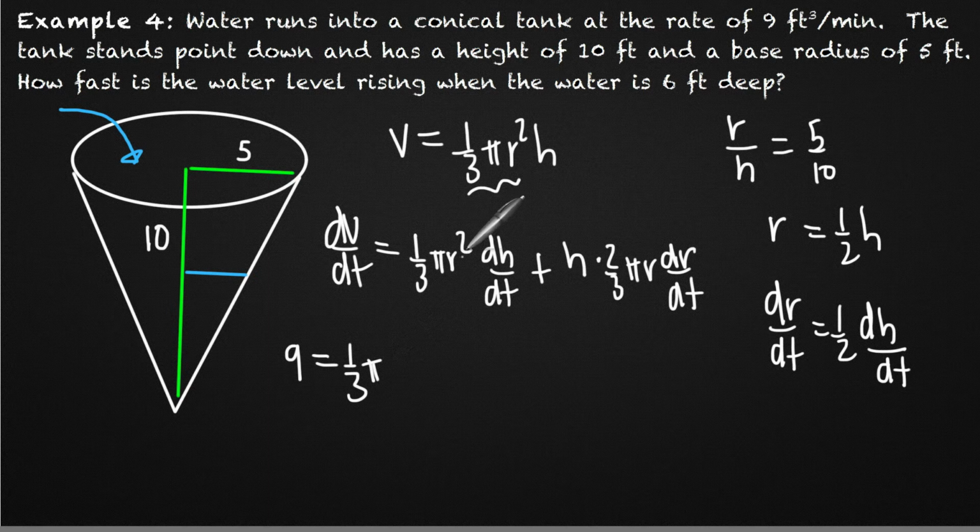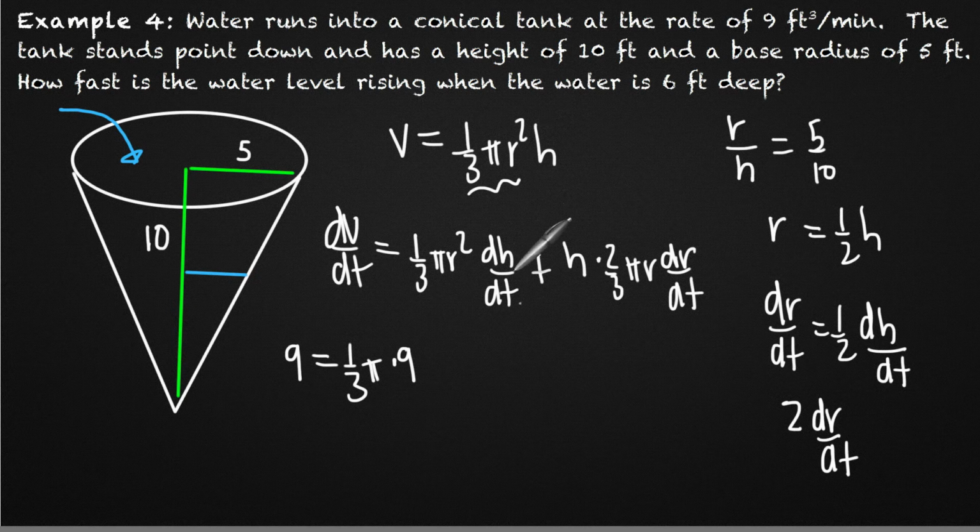Now you may say, well, what is r? Well, let's think about this. If the height is 6, then that means that the radius is going to be always half of that. So the radius will be 3. So 3 squared is 9. Now dh dt is simply going to be 2 times dr dt.